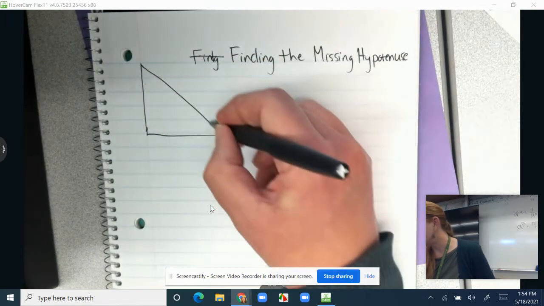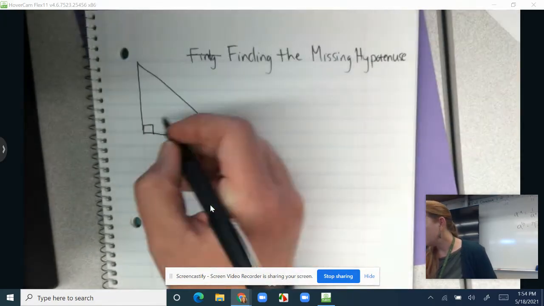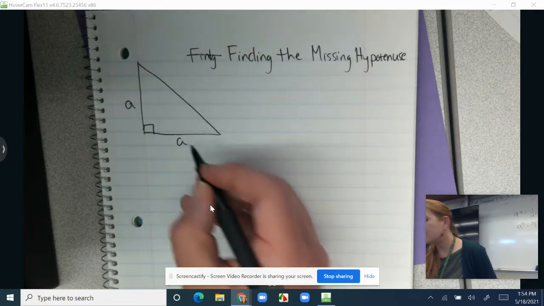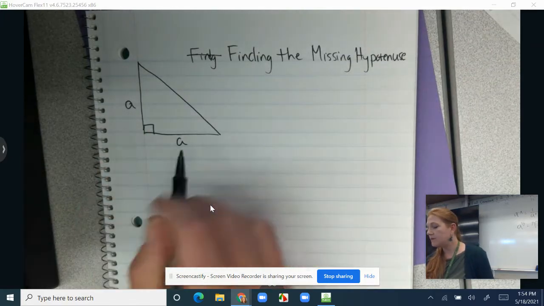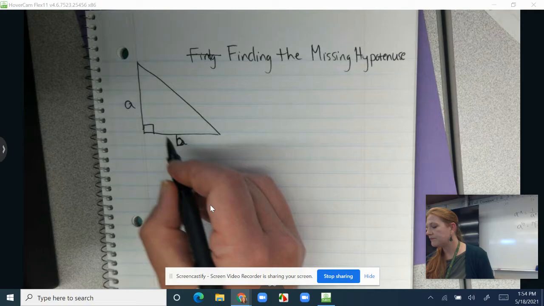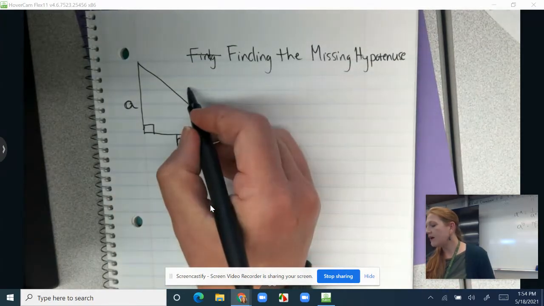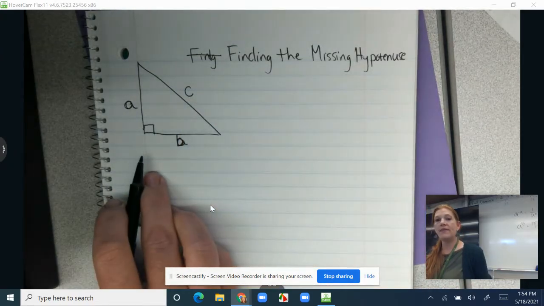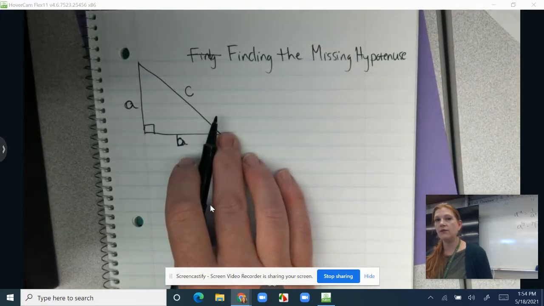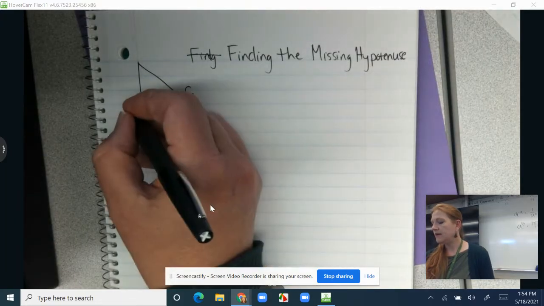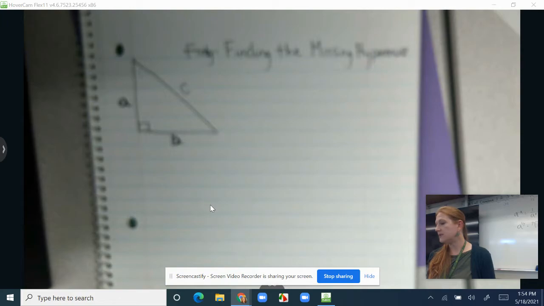It has a right angle in it. And here is a leg. We went over this last time we talked. A and B, and then our hypotenuse will be C. Remember that the hypotenuse is always the longest side of the triangle. And then A or B can be just one of the legs. We don't really know which one's which.